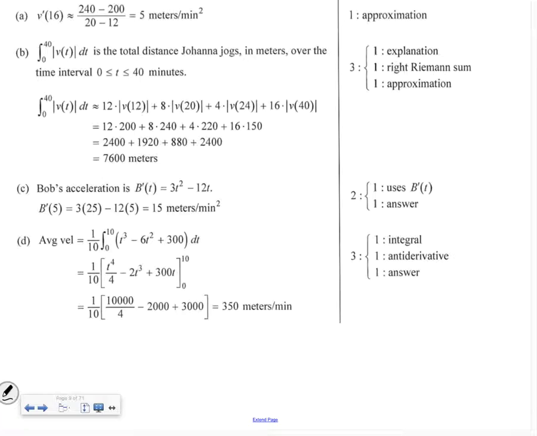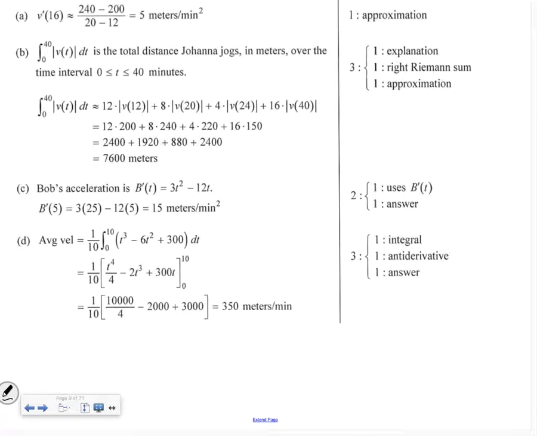1 point for your right Riemann sum, so getting the 7,600 meters. I believe if you leave it there, if you're in a rush, they will still give you the points. So if you're freaking out and you're like, oh, I'm never going to finish this test, just leave that, go back and do it later. And then 1 point for the approximation. So yeah, maybe that's the 7,600 meters.